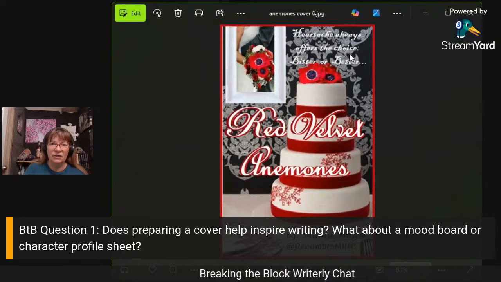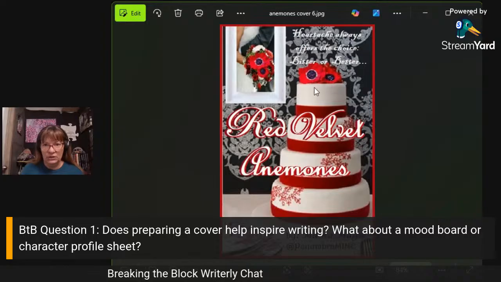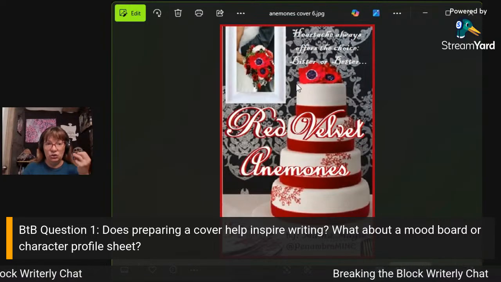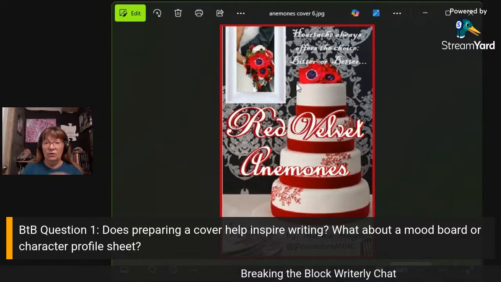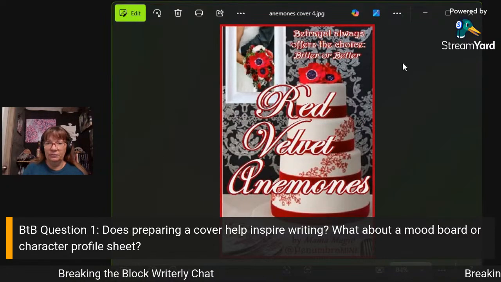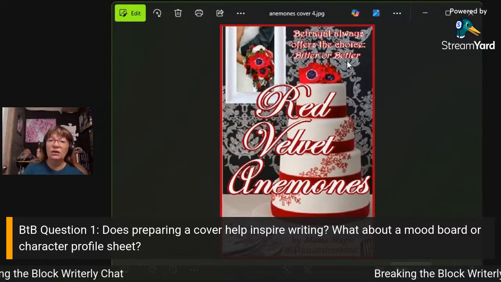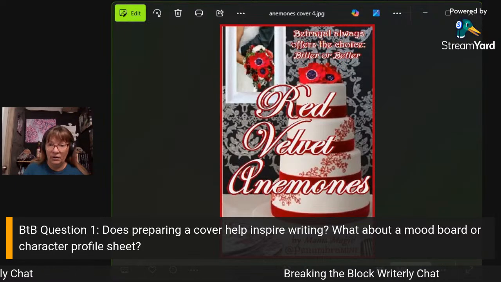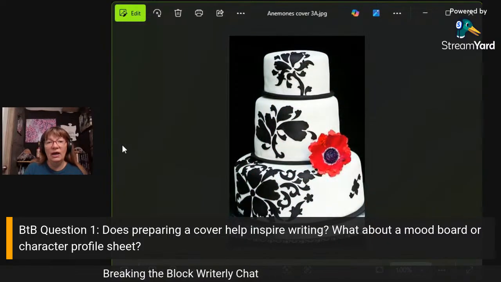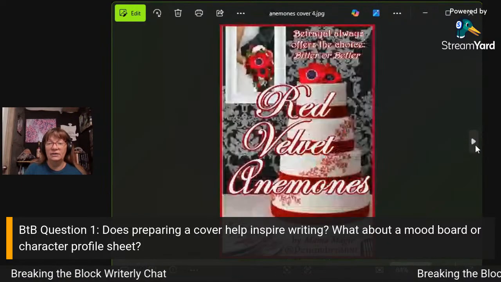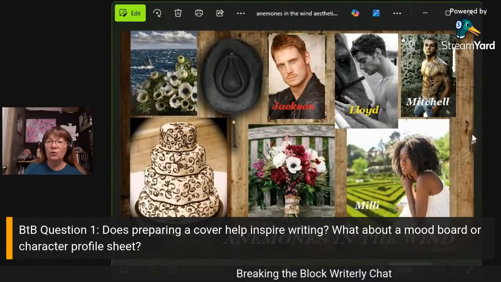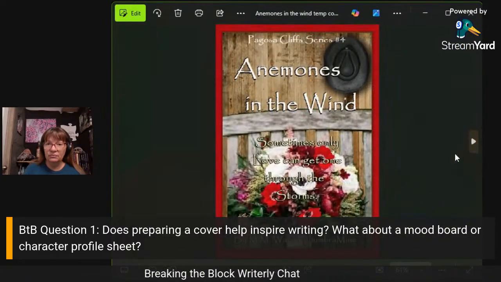I put the tagline at the top: Betrayal always offers a choice, bitter or better, which, the bitter or better, you have to choose between being bitter or becoming better. And that is a theme through the whole series. Betrayal always offers the choice, bitter or better. Played with the fonts, moved things around, zoomed in, zoomed out. And this is just what I did as part of this process of just creating mood boards and faux covers.